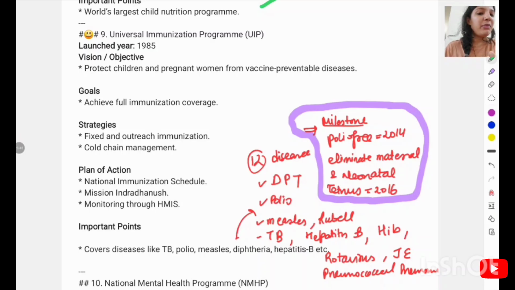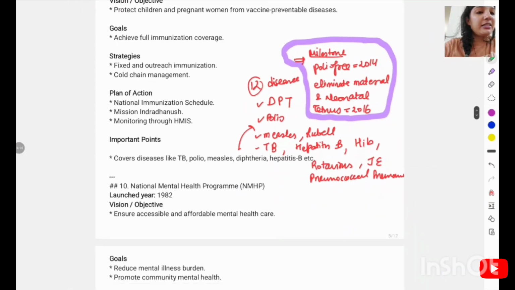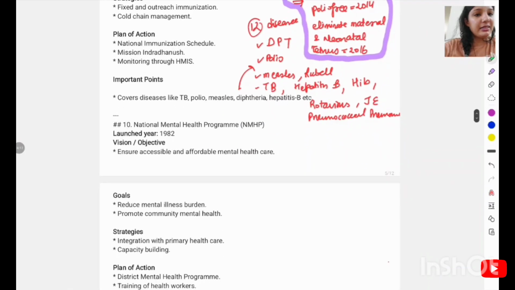Monitoring through HMIS. Important point is that it covers diseases like TB, polio, measles, diphtheria, hepatitis B, then DPT, polio, measles, TB, rubella, Hib, rotavirus, JE, pneumococcal pneumonia. Then the milestone is India became polio free in 2014, and eliminated maternal and neonatal tetanus in 2016, because neonatal tetanus is one of the major concerns.